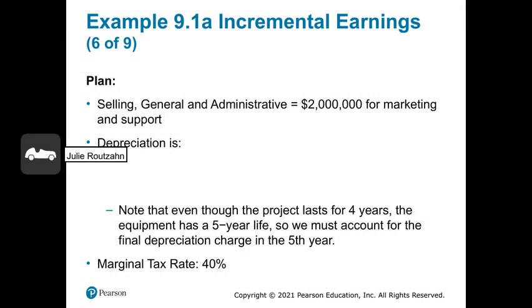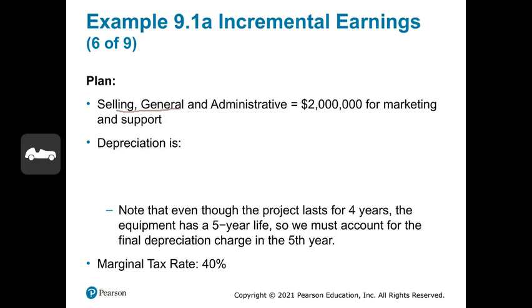To finish out the incremental costs, we also have these selling, general, and administrative expenses, which is the $2 million for the marketing and support. A lot of times all of this is lumped together and referred to as operating costs. It doesn't matter to me how you label it or identify it, it's all the same thing.